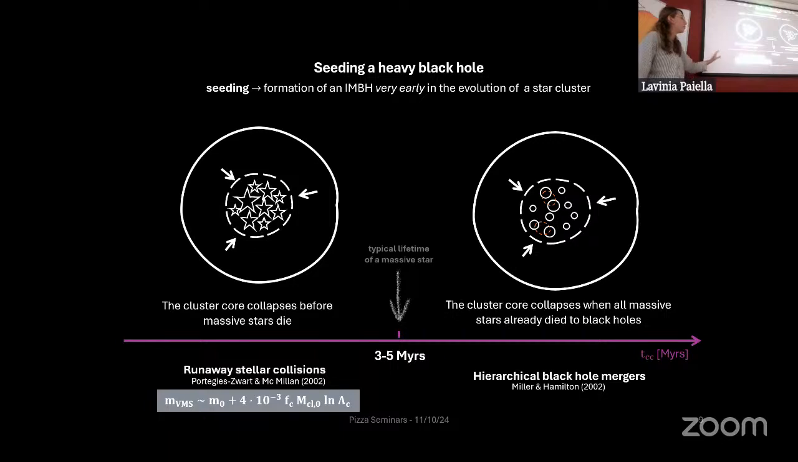So this is a very fast way of producing IMBHs within a cluster. Now, if you're not in this case, you still have a chance of producing an intermediate mass black hole, but you have to rely on black holes. So your massive stars have died, you have all these black holes, and these black holes still have a chance of being in binaries, merging, meeting other black holes, and basically going through repeated chains of black hole mergers.